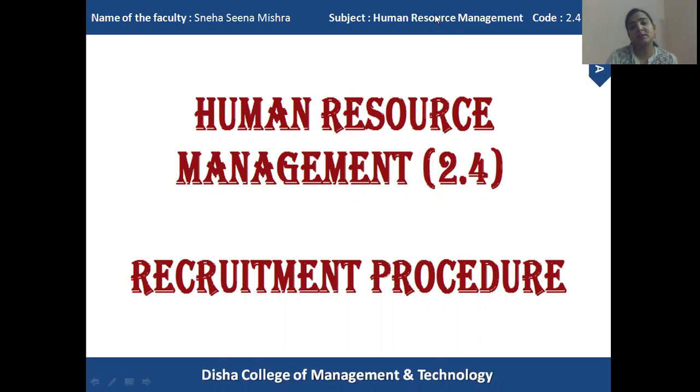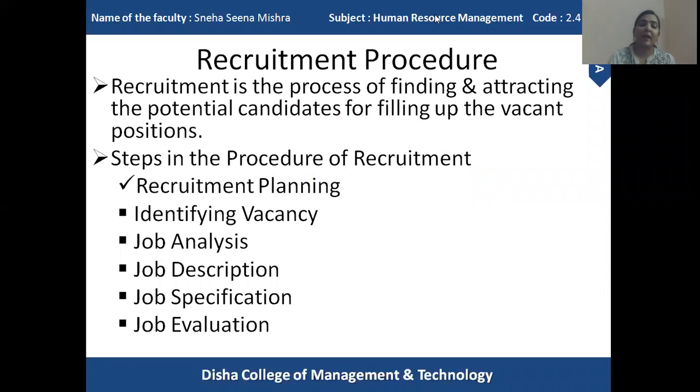So recruitment procedure simply means a step-by-step process which is necessary in order to make the recruitment process effective and in order to hire the right person on the right job at the right time. For making these things possible, a proper and good recruitment procedure is necessary. As you all know, recruitment is a process of finding and attracting potential candidates and encouraging them to apply for the job in order to fill up vacant positions in the organization. That is the basic purpose or meaning of recruitment.